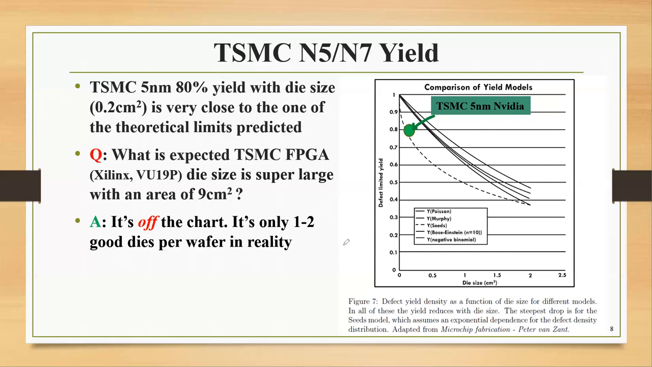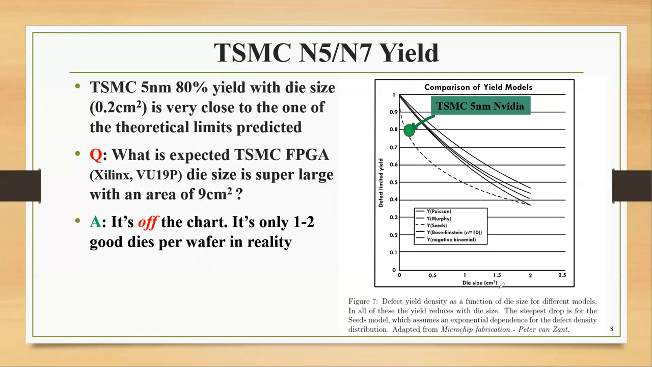So I have a question for you. If you use this graph and estimate TSMC FPGA product, and this product is Xilinx product, is a VU19P. They have a super large area of 9 centimeters square by using this plot. Right? And here, this plot, the answer is that it's off the chart. The die size of this graph is up to about 2.5. Right? It doesn't be able to predict if your 9 is off the chart here.